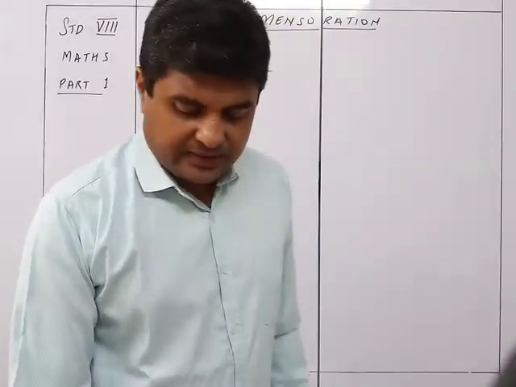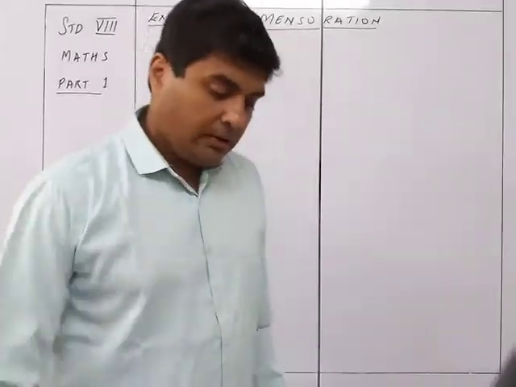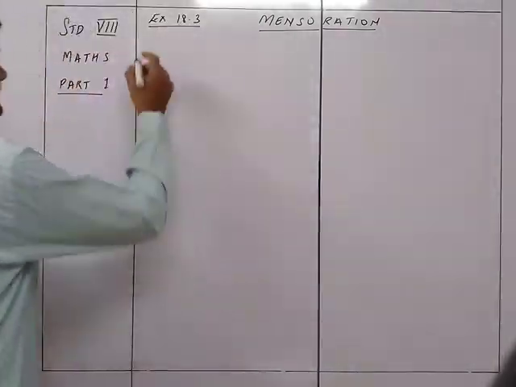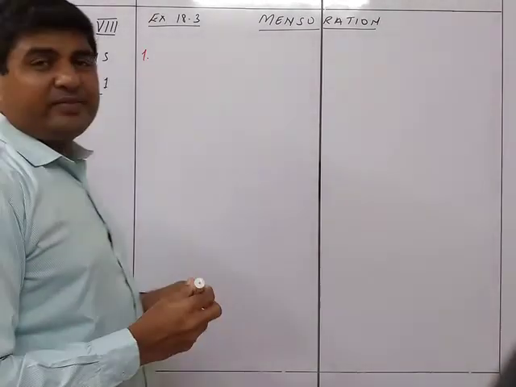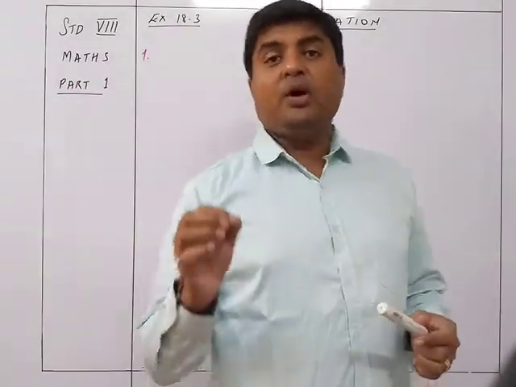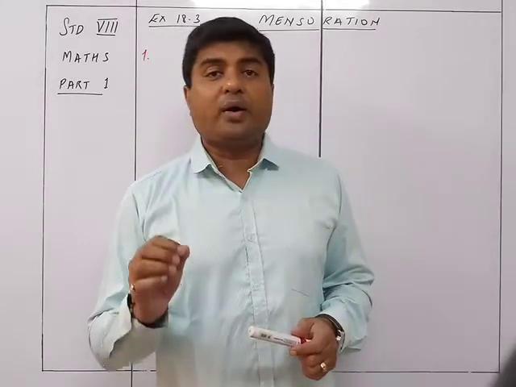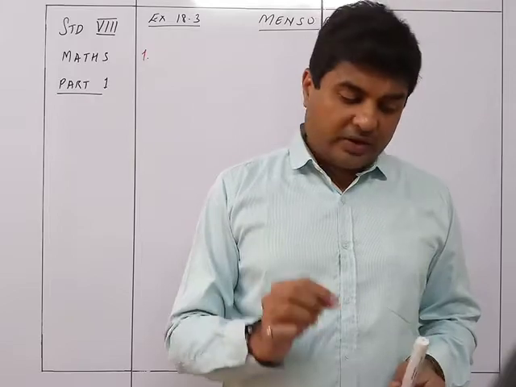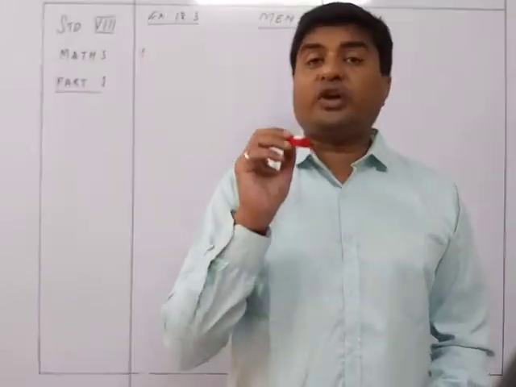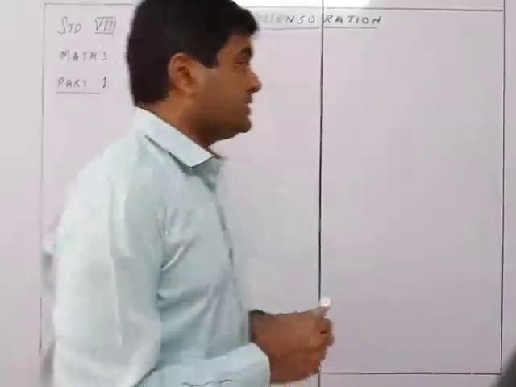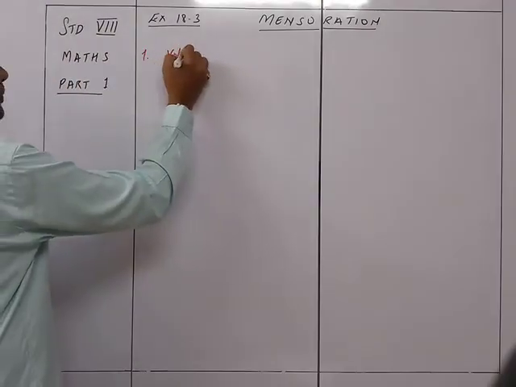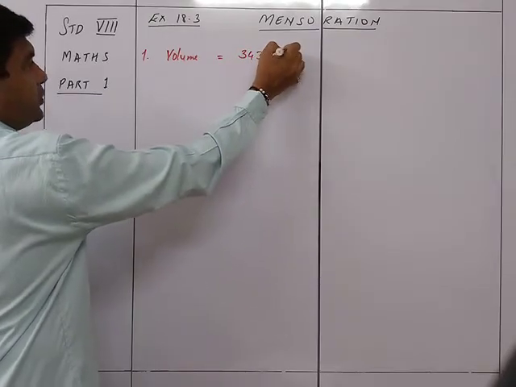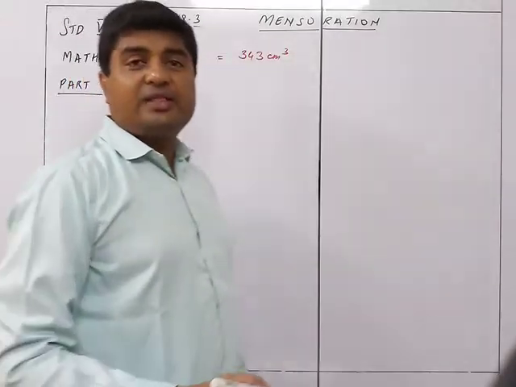To start with, sum number 1: the volume of a cube is 343 centimeter cube. So what's given to us? As soon as we read the sum, we should be able to understand what data is given to us. The data given is the most important part. Here it is a cube whose volume is 343 centimeter cube, and you need to find the length of the edge of the cube.